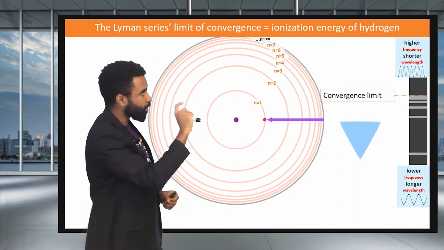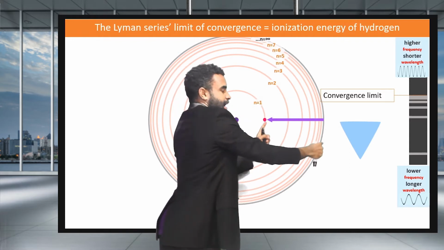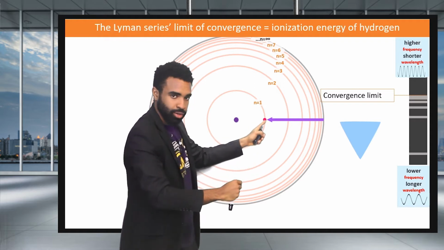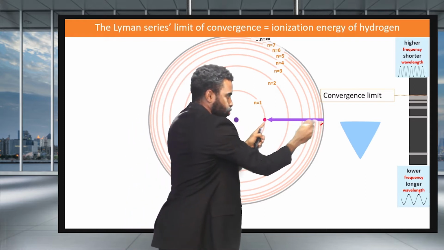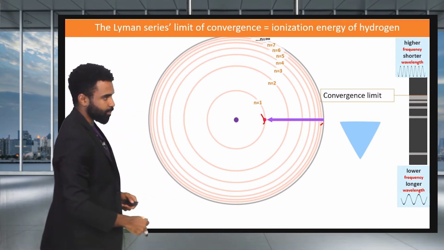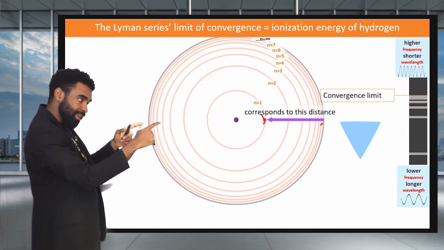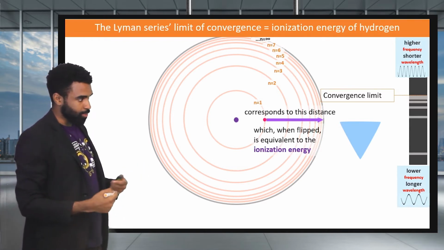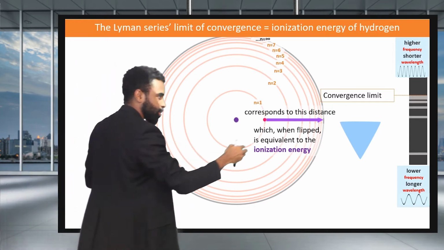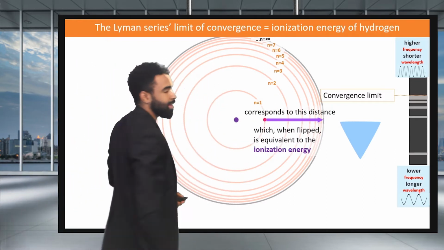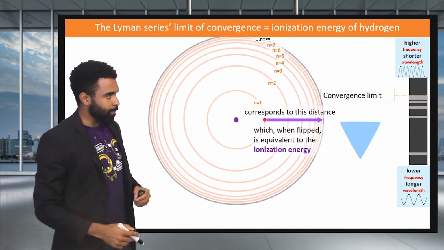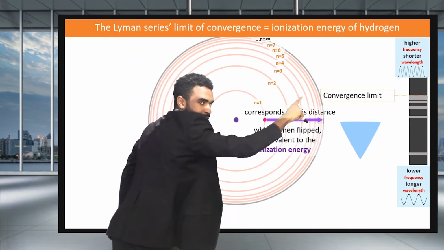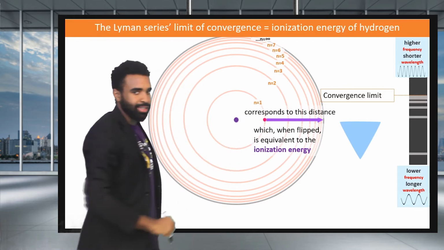And that convergence limit corresponds to the distance here from an n of basically infinity, the last possible energy level the electron could occupy, a drop from that point to the ground state and n of 1. So this distance here, if we flip it, corresponds to what? The ionization energy. Because remember, the ionization energy was the energy needed to take the electron from the ground state to the n of infinity, which is to kick out the electron. And that convergence limit is equivalent to the energy drop from that just kicked out position back to the ground state.